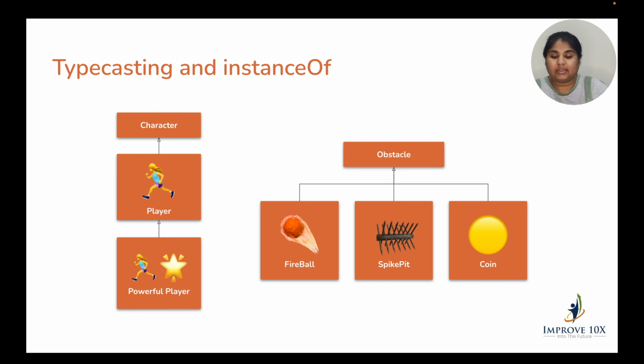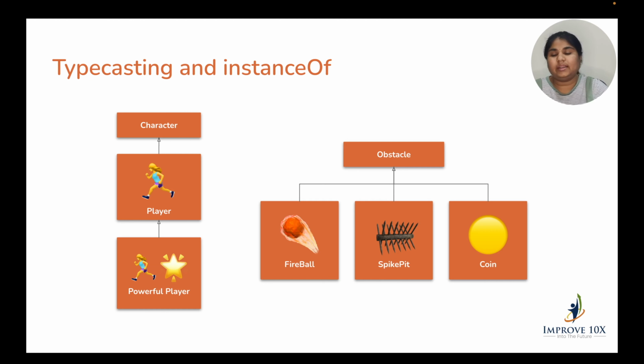Similarly, we can create a reference of the obstacle class and we can assign either a fireball instance, a spike pit instance, or a coin instance. At the same time, we can also check using the instanceof keyword whether we are assigning the right object in order to call the available methods in that particular class.